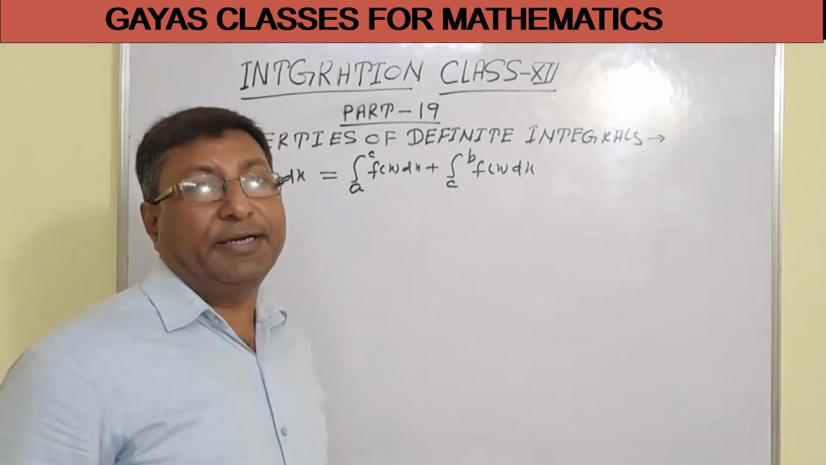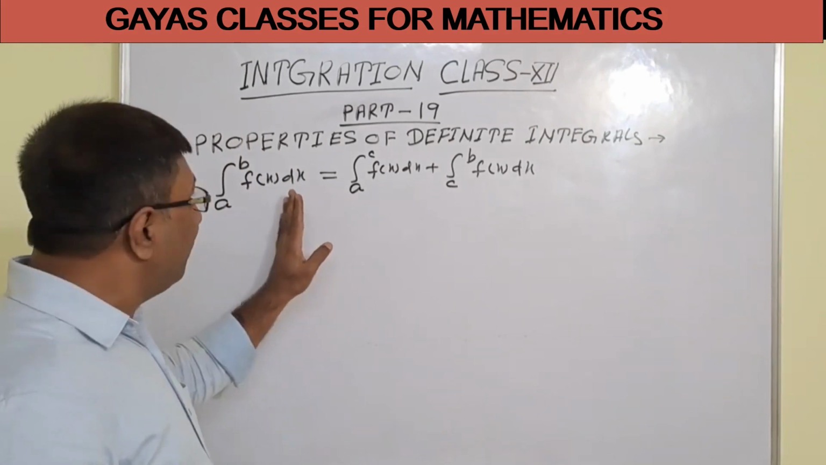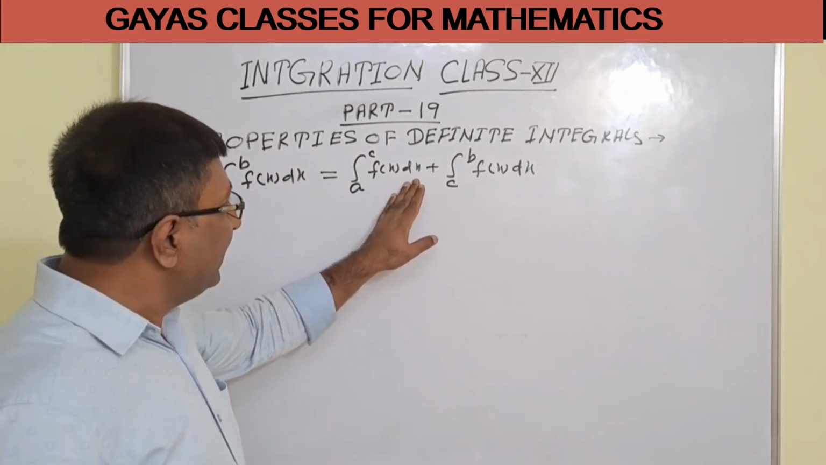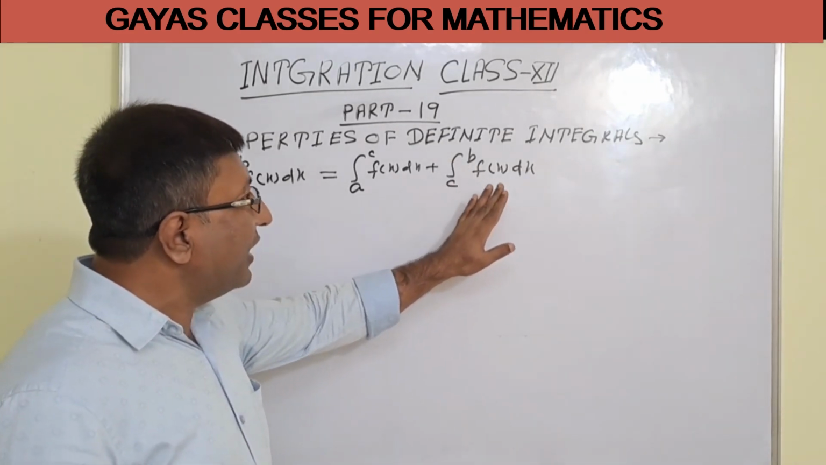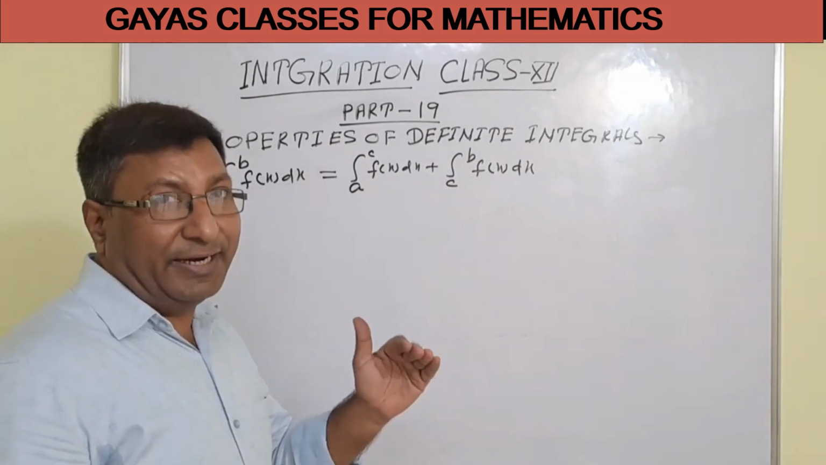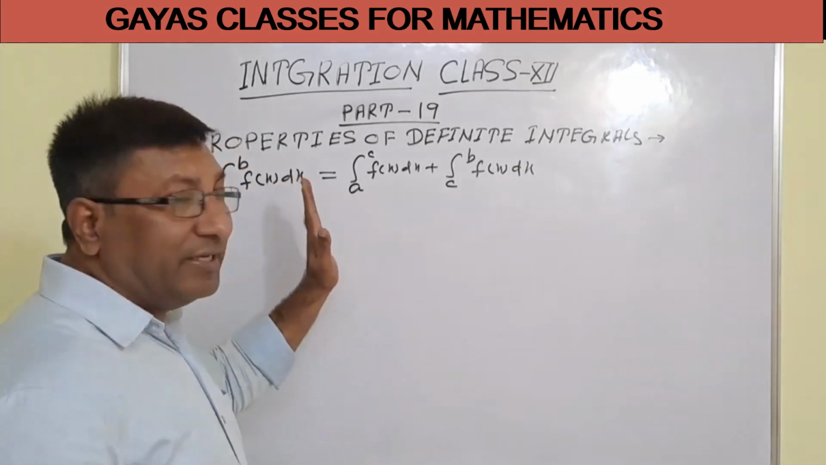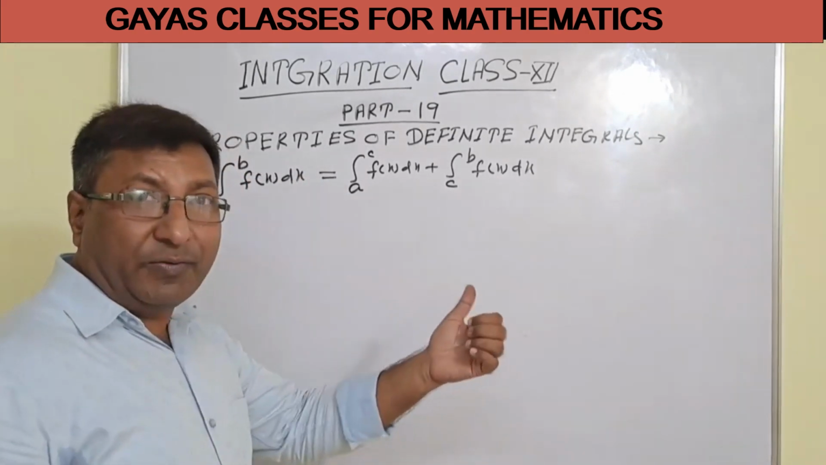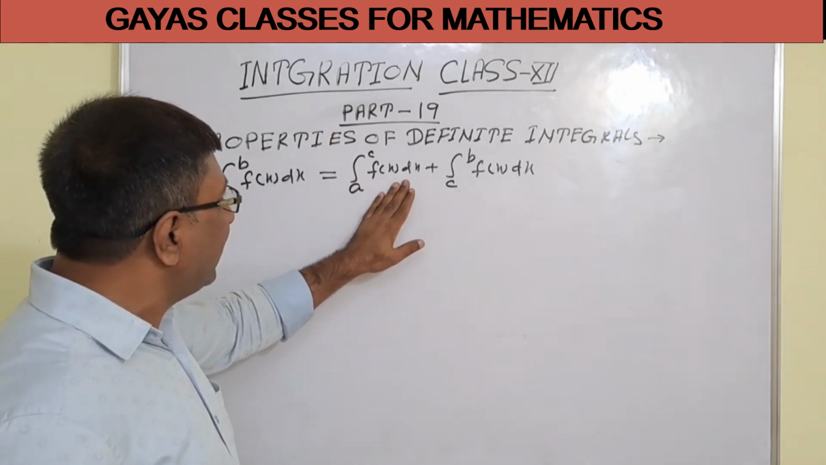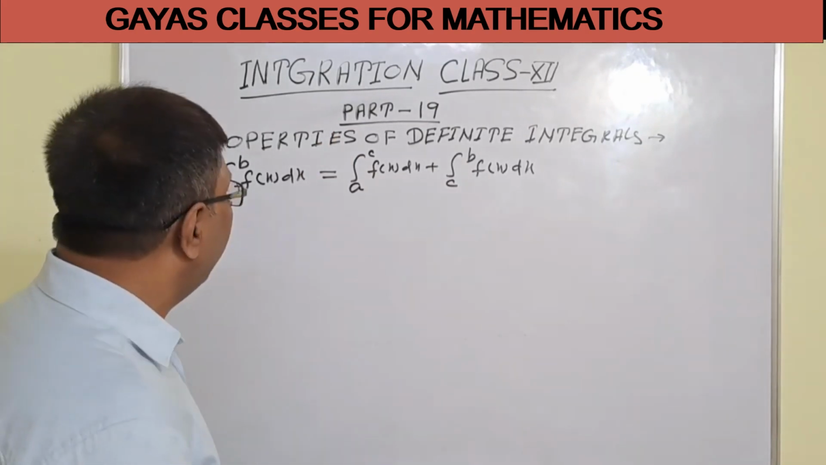Now see property number 4. Property 4 is: integral from a to b of f of x dx equals integral from a to c of f of x dx plus integral from c to b of f of x dx, where c is a number between a and b. So for any integral from a to b of f of x dx, and c any number between a and b, we can use this property. Let us see one example.